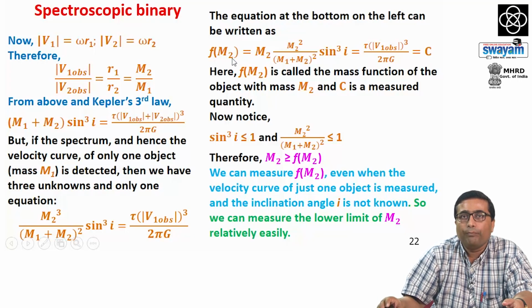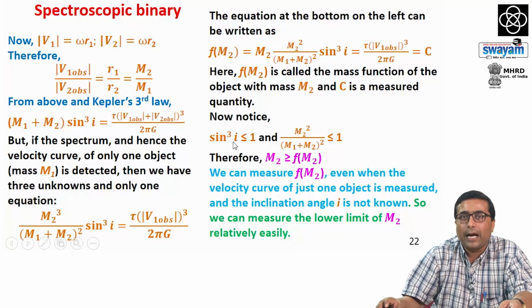f of m2 equal to m2 into m2 square divided by (m1 plus m2) whole square into sin cube I, where from here we have taken one m2 out, but the equation remains same, equal to the same value C, where f of m2 is called the mass function of the object with mass m2, and C is a measured quantity because both tau and V1 obs are measured. So, f of m2, that is the function of mass m2, is measured, and this is equal to this.